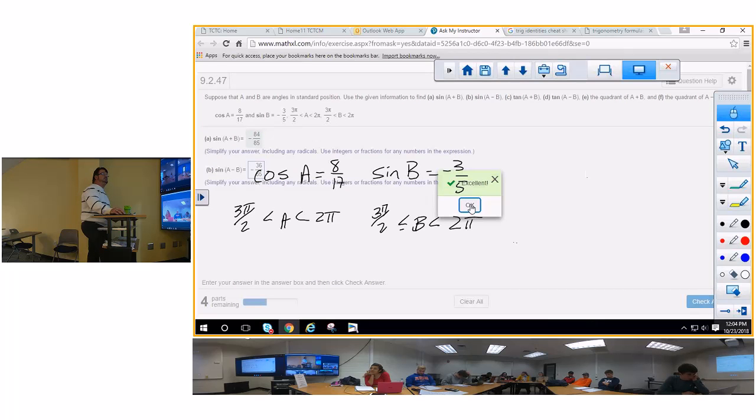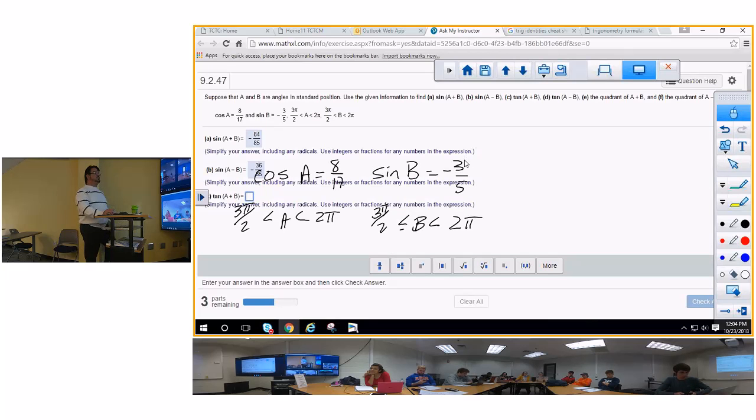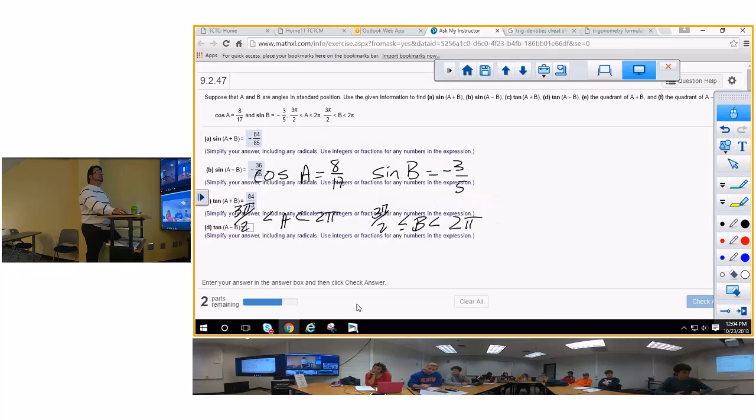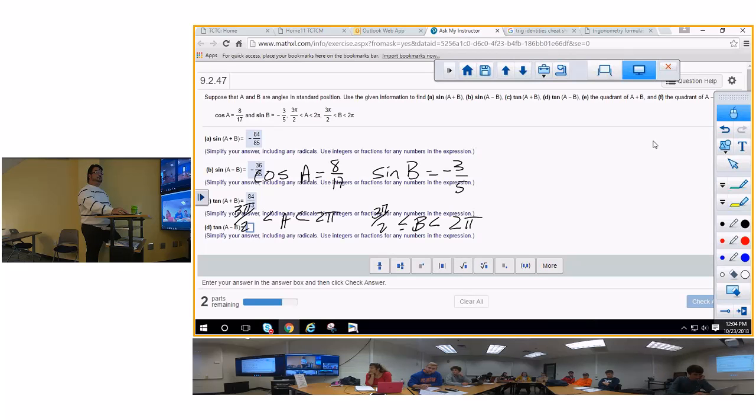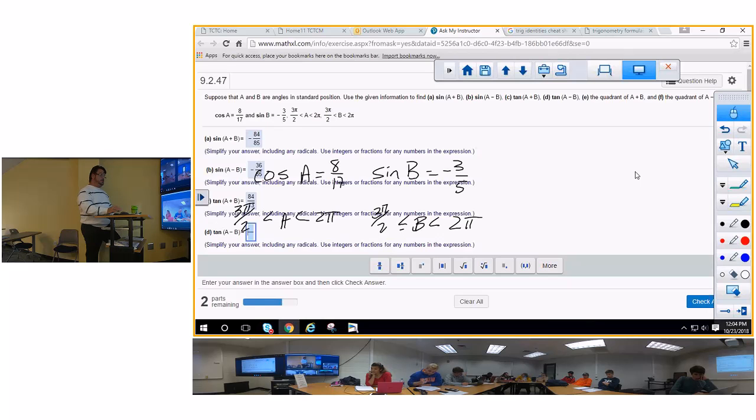Tan of A plus B. I believe that was 84 over 13. 84 over 13. And last one. What is it? Negative 36 over 77.